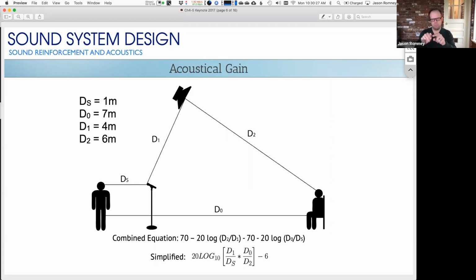So aside from things being organized a little bit differently, what do you notice about this second version of this equation? What is not there that was there in the first part of the equation? The 70. Yeah, and what does the 70 represent? The level that the talker is speaking into the microphone. Right. So here's what we just proved, and this is going to blow your mind. We just proved mathematically that the level of the talker has nothing to do with your gain before feedback.